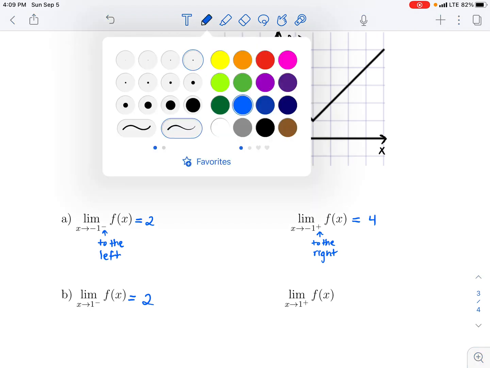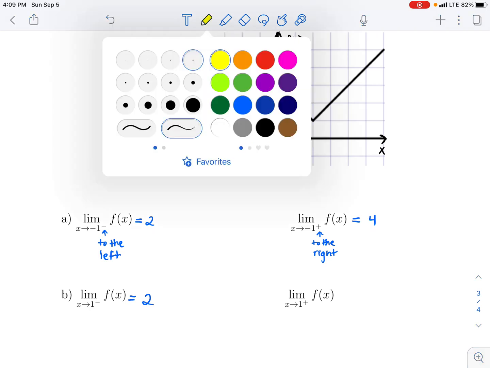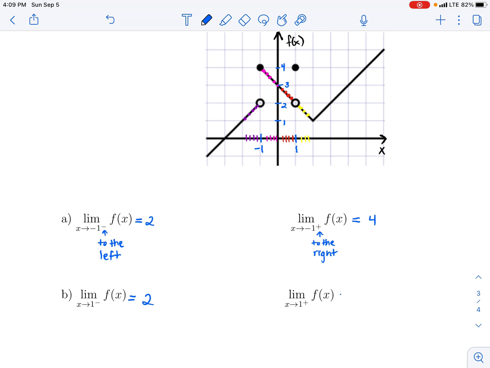Now let's try to find the limit as x approaches 1 from the right. I'm just going to pick some values here. As I'm coming towards 1 from the right, what output value or y value am I getting really, really close to? And hopefully you see that this is 2.